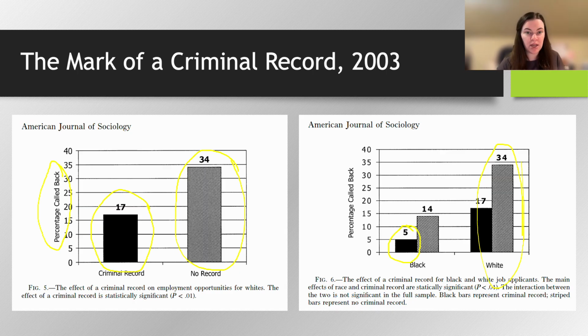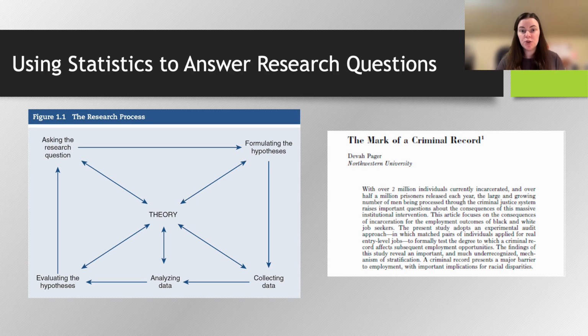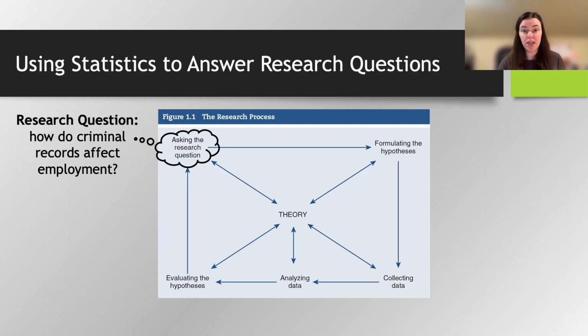So not only are we able to see the effect of having a criminal record here on our left-hand bar chart, but we also see how that can have differential racial impacts as well. So let's use Dr. Pager's study to have a broader conversation about the overall research process. And the first step that we have to do with any type of research project is actually establish what we're interested in and what questions we are going to ask.